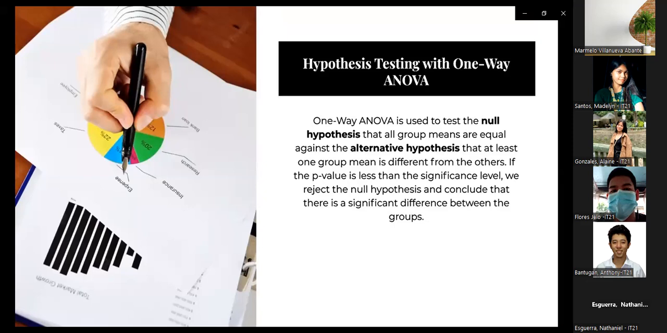Hypothesis testing with one-way ANOVA. One-way ANOVA is used to test the null hypothesis that all group means are equal against the alternative hypothesis, that is, at least one group mean is different from the others. If the p-value is less than the significance level, we reject the null hypothesis and conclude that there is a significant difference between the groups.